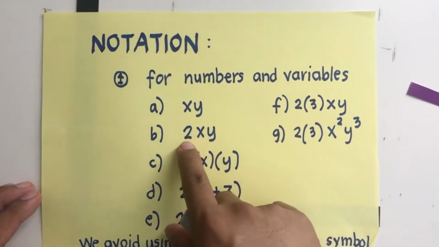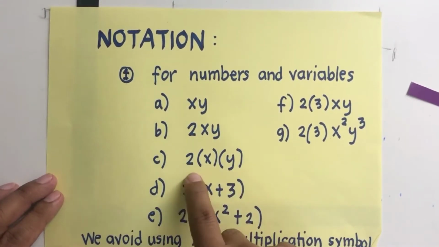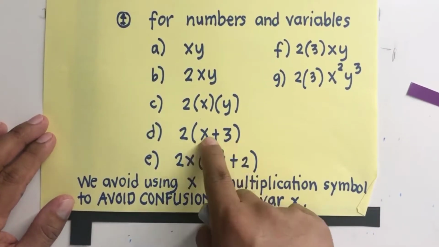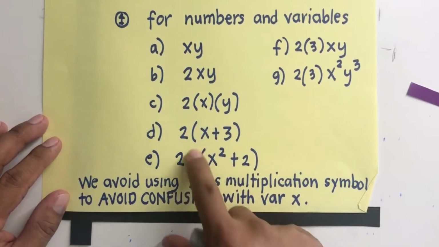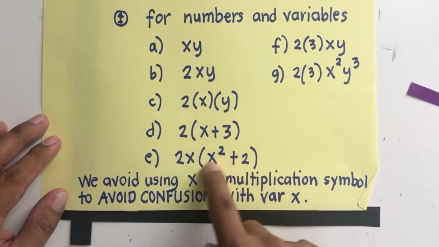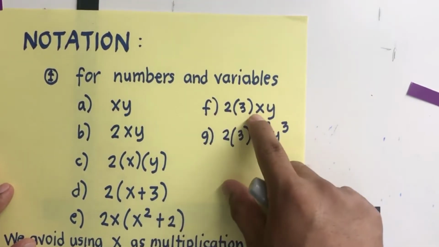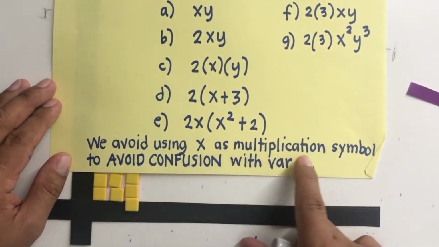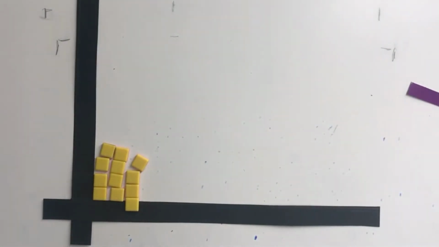You can also write the same 2xy this way. We use parentheses. 2 times the quantity x times the quantity y. So this is also multiplication. We can also write it this way. 2 times parentheses x plus 3, meaning x plus 3 is one factor and 2 is another factor. You can also write it this way. 2x times the quantity x squared plus 2. This is also multiplication. When there are 2 numbers involved, you can write it as 2 times parentheses 3 times xy. That means multiplication. Please note that we avoid using x as the multiplication symbol to avoid confusion with the variable x. With that as our introduction, let's begin learning the skills now of multiplication of polynomials.